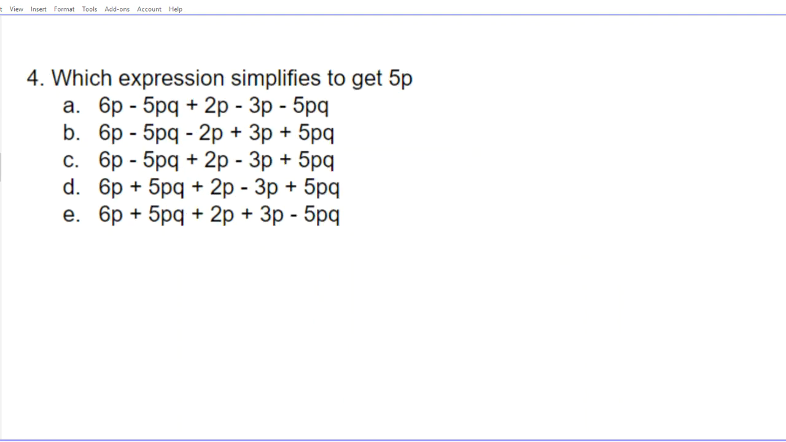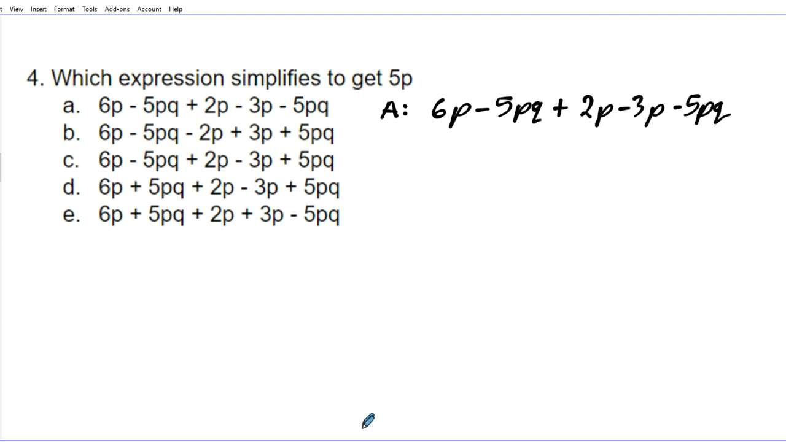All right, let's take a look at question 4. It says, which expression simplifies to get 5p? So all we just have to do is simplify all these expressions and see which one gives us 5p. Okay, let's start with the first one. 6p minus 5pq plus 2p minus 3p minus 5pq. So if we combine 6p and 2p and negative 3p, that's 6 plus 2 minus 3. 6 plus 2 is 8. And then when you minus 3, you get 5. So that's going to be 5p.